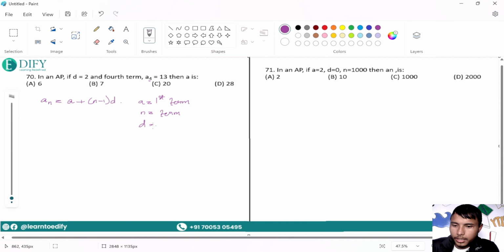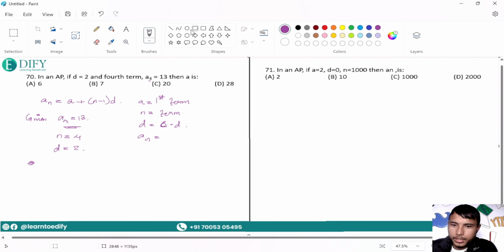D is the common difference. A of n is exactly that given number. The first term is something we have to find. So here the given term is A4 is equal to 13. And then what is n out here? N is nothing but 4. The D is equal to 2. So we need to find A. So we take a formula. This formula is very, very important.